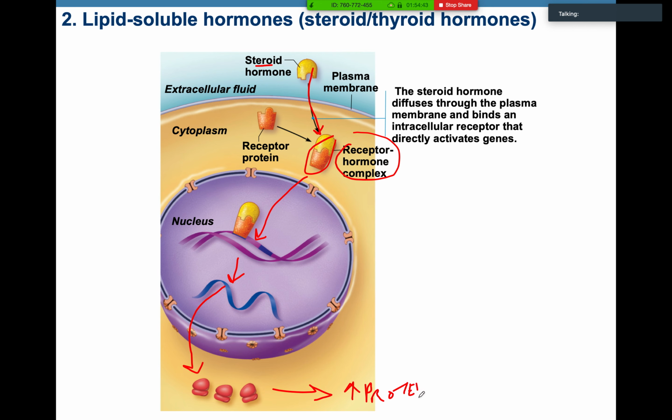Okay? And so this statement here is incredibly important. You will be asked about this, I guarantee it. Steroid hormone is able to diffuse through the plasma membrane and directly activate genes. Directly activate genes. Okay, there's no second messengers. There's no cascade that happens. It just binds its receptor inside of the cell and then directly goes to the DNA and starts making some changes. Okay? Great.